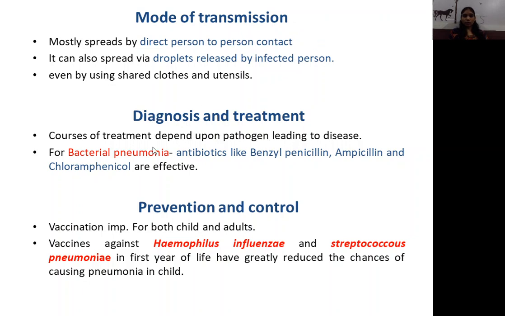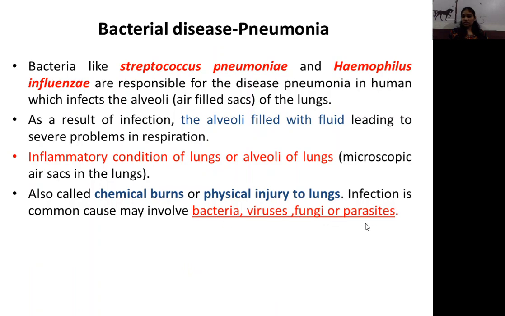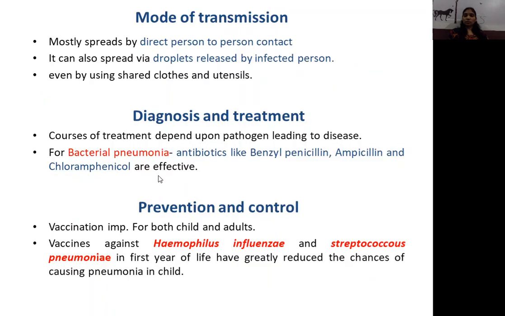How to diagnose pneumonia? So, the course of treatment depends upon the pathogen. As we said, there are different pathogens like bacteria, viruses, fungi. So, on the basis of that, the treatments are also different. Take the example of bacterial pneumonia. Which treatment is there? There are antibiotics like penicillin, ampicillin and chloramphenicol that are effective. See here, only for bacterial pneumonia, antibiotics like benzylpenicillin, ampicillin and chloramphenicol are effective.